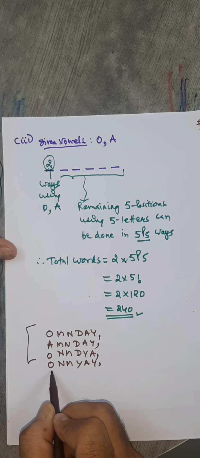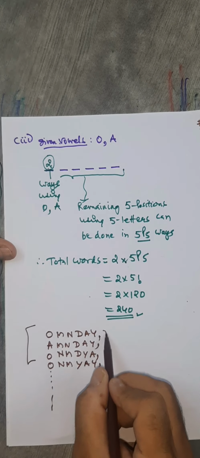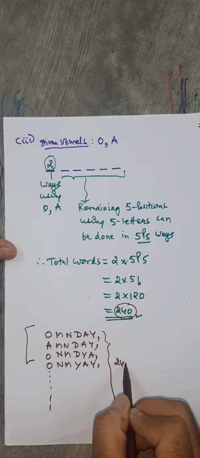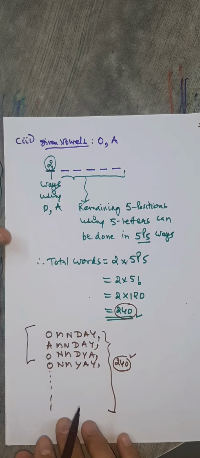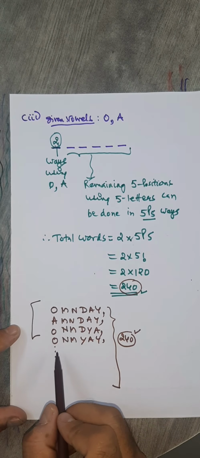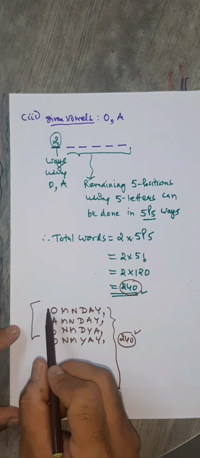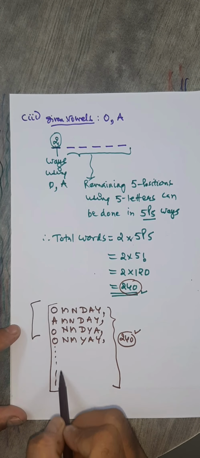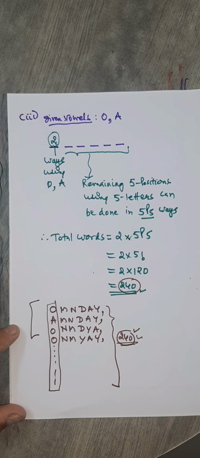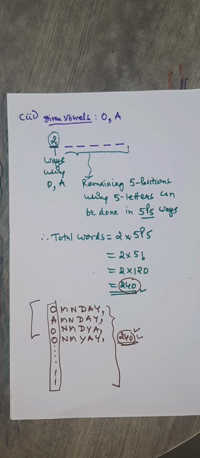Aisa if you keep on doing like this, so kitna list banega? 240. It's difficult to list, remember. Itna bada list banega. Permutation means arrangements of letters of the word Monday. First position pe either O or A hona chahiye. That's the condition. You have such a big list, remember. And this is the exact number, remember.